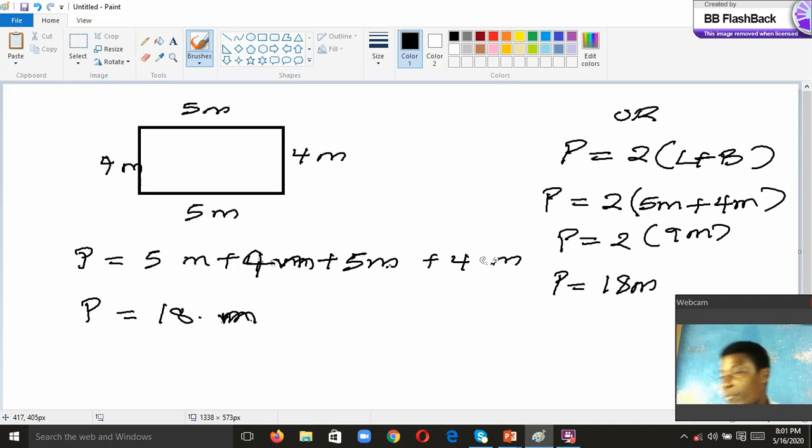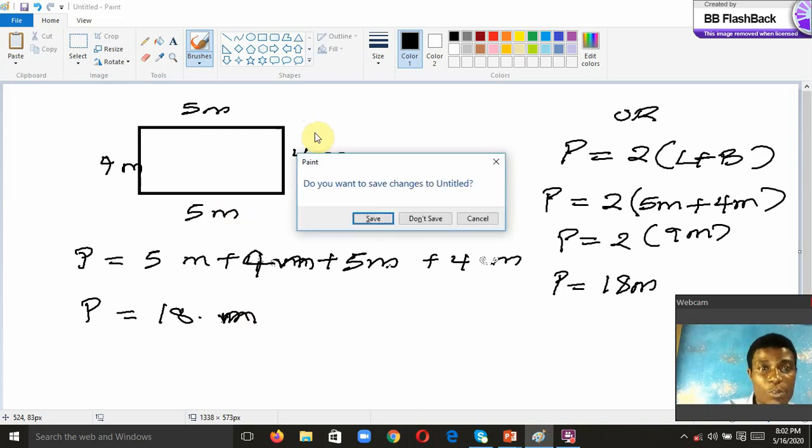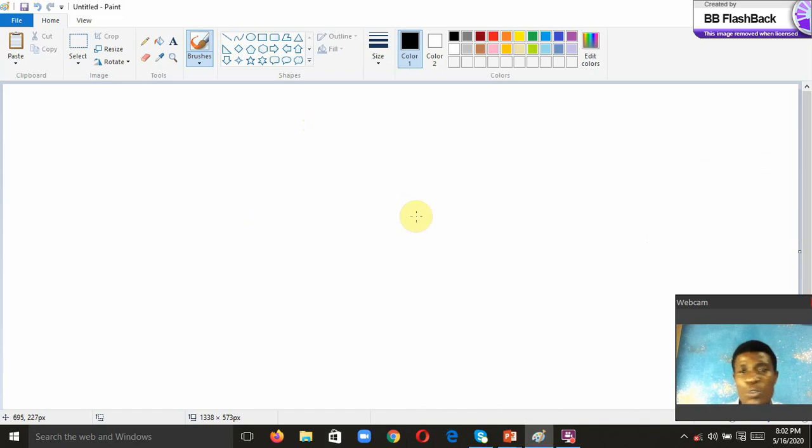So you can use any of the methods to calculate the perimeter of that shape. That is the perimeter of a rectangle, any rectangle at all. This is how to calculate the perimeter of a rectangle. So let's quickly move to question 2.